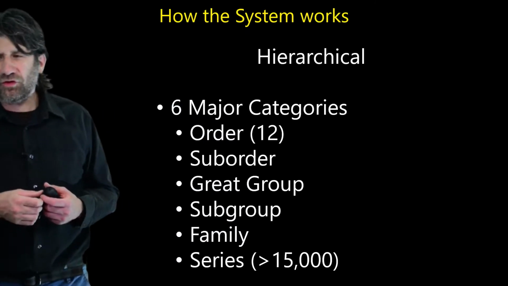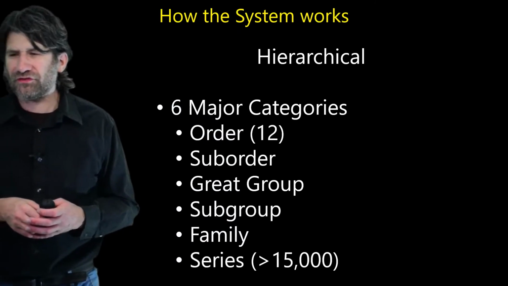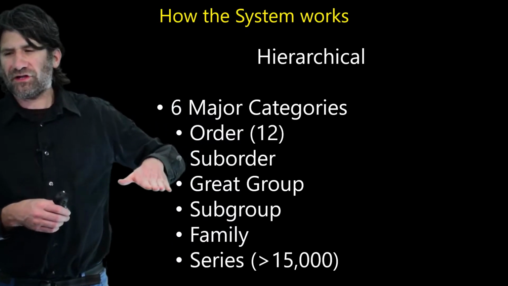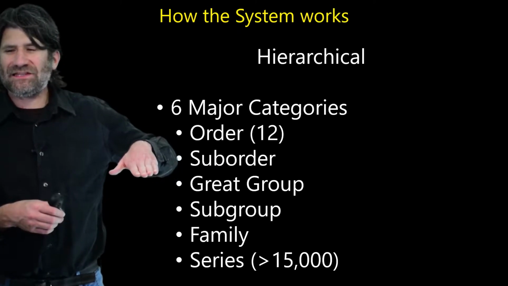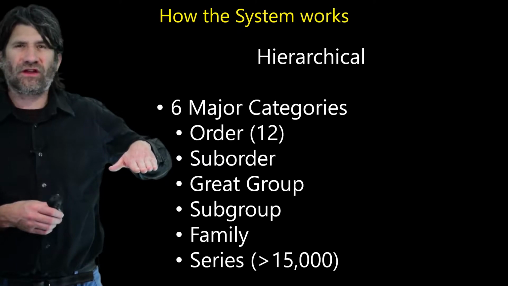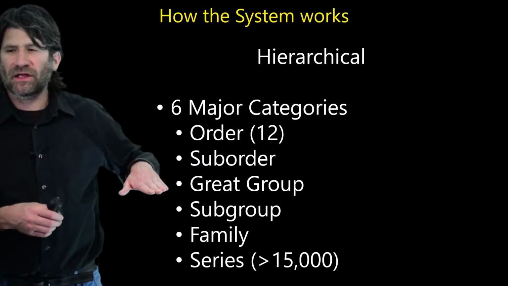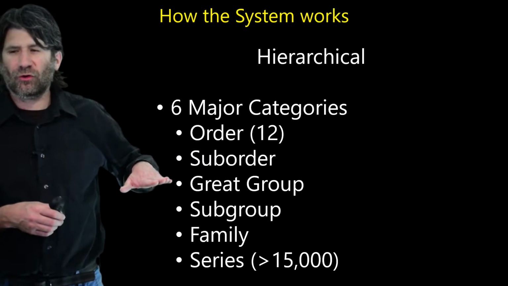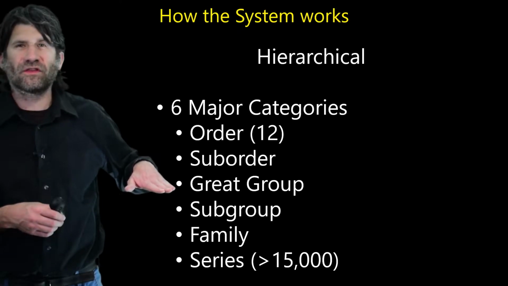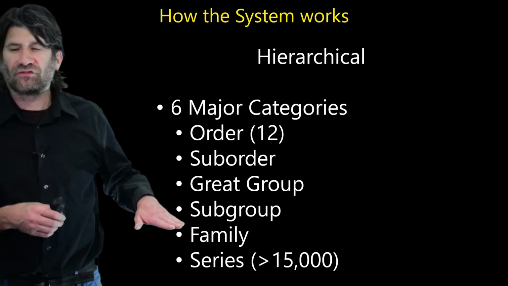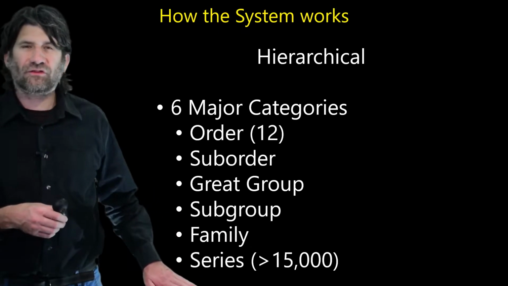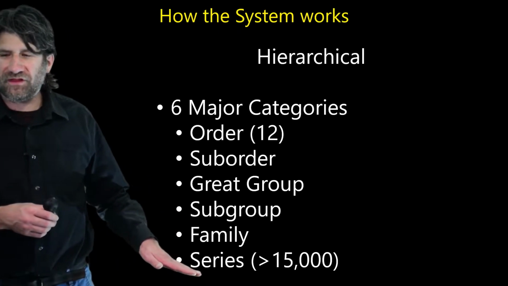So the soil system is a hierarchical system. At the highest level, we have 12 orders of soils. Within each of those 12 orders, based on different variables like climate or amount of water in the soil, we can get to suborders of soils, and then suborders we can further divide into great groups, subgroups, families, all the way down to the soil series, which is greater than 15,000 of them.